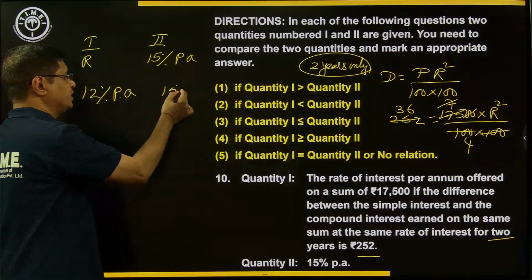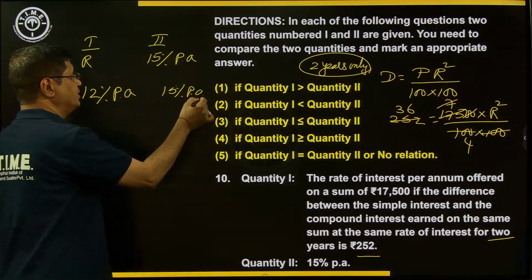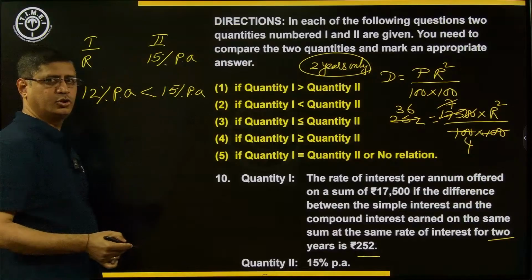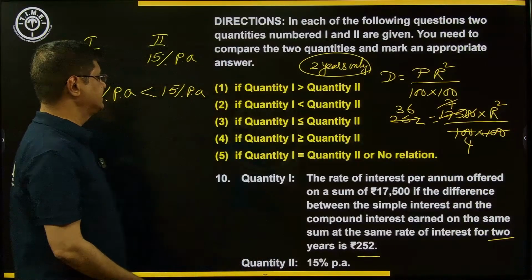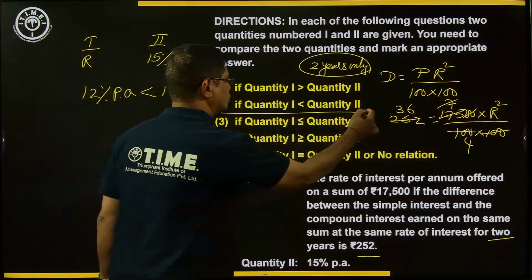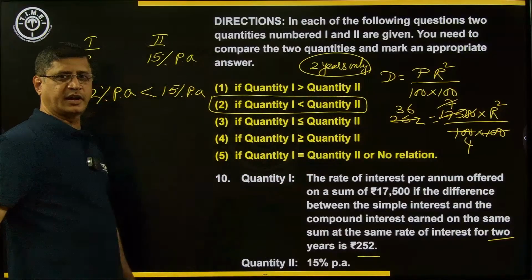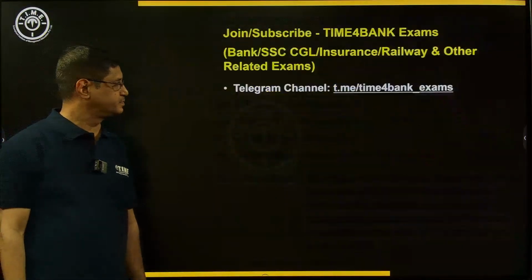Here quantity 2 is 15% per annum. How are these related? Now 12 is numerically less than 15% per annum. So the right choice: 1 is less than 2. The answer choice is option 2. The second choice is the right answer.